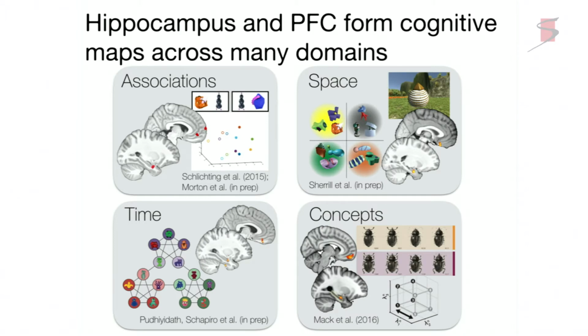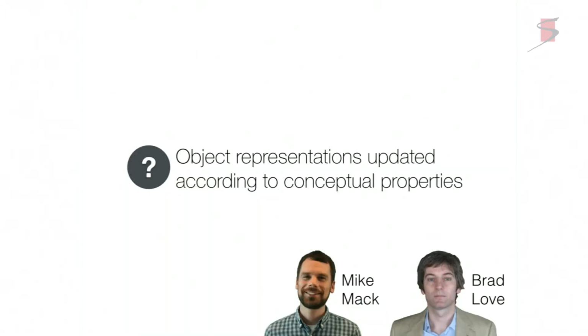And so we've also shown this in the conceptual space, and I'm going to focus for the rest of my talk on our work on how these hierarchical representations represent concepts, in particular to highlight the role that attention plays in forming these cognitive maps. This is work that I've done in collaboration with the former postdoc Mike Mack, as well as Brad Love, who's at UCL. The first point I'll focus on is whether we see object representations that are updated dynamically according to changing conceptual relationships with one another.